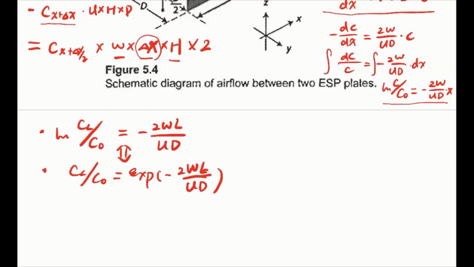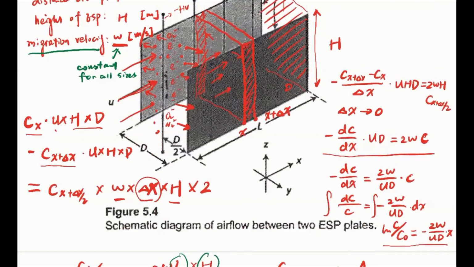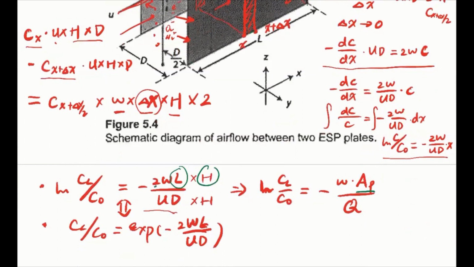What we can do for this term is further to multiply h both on the numerator and denominator. So then you can find out that the log CL divided by C0 is going to be equal to minus W multiplied by AP divided by Q. Okay, so the reason behind that is, let's look at here. L multiplied by H is just the area of a single plate, right? On one side, we have 2 in here, so we change that to AP. This is the area of the plate on 2 sides.